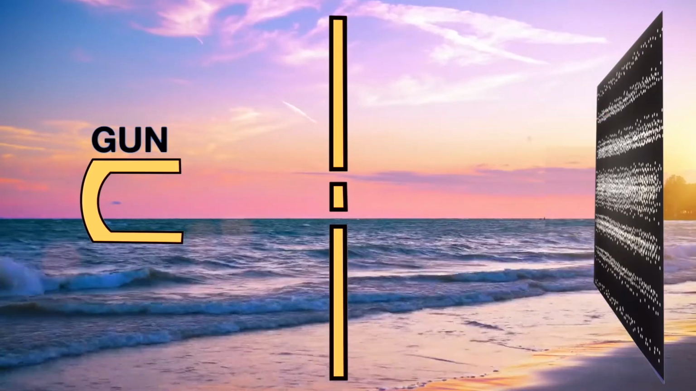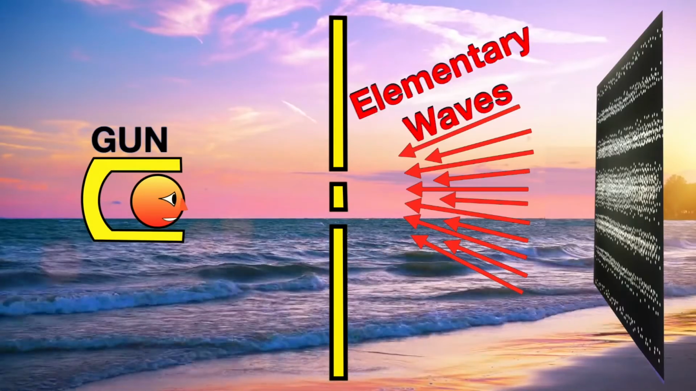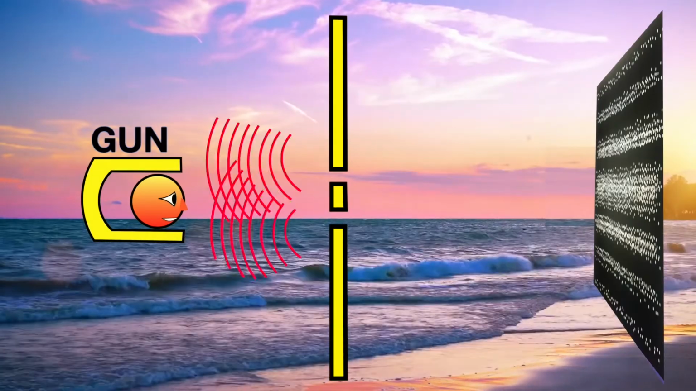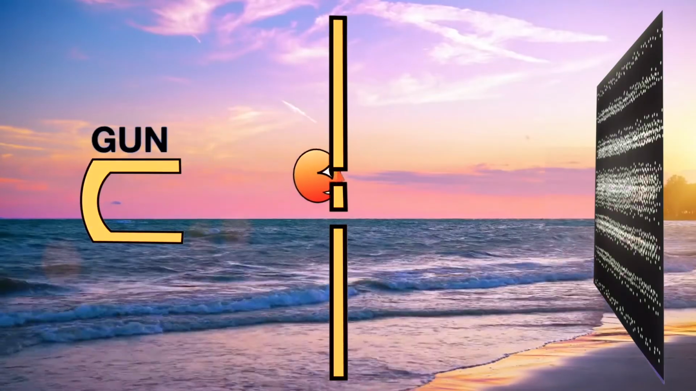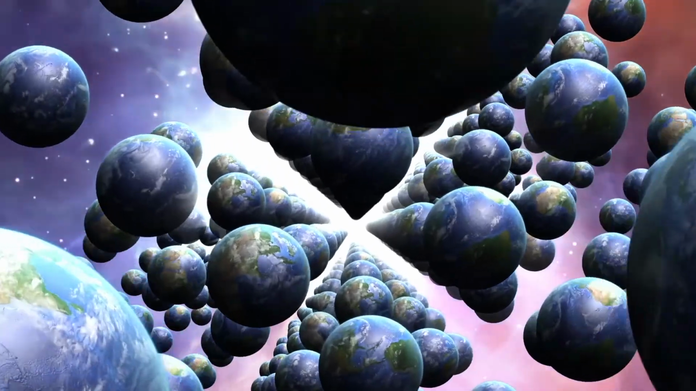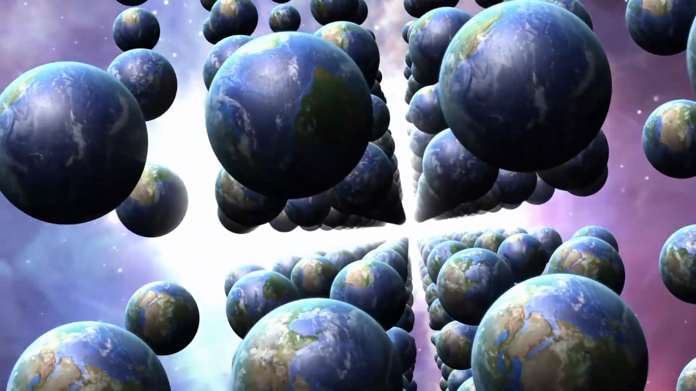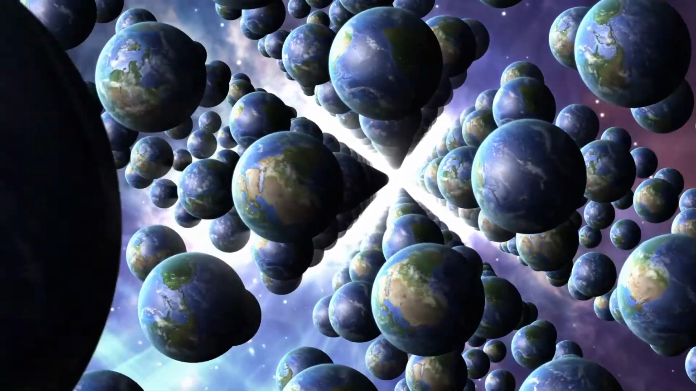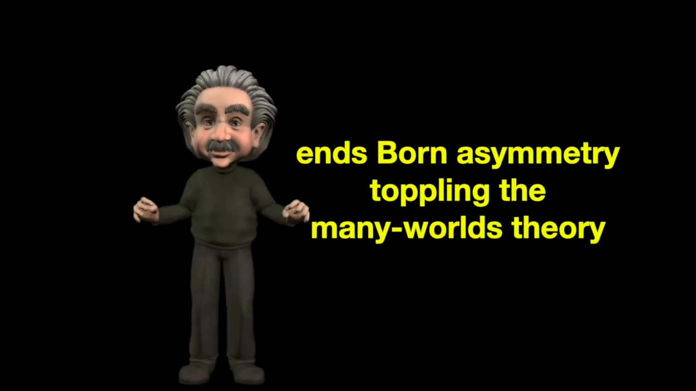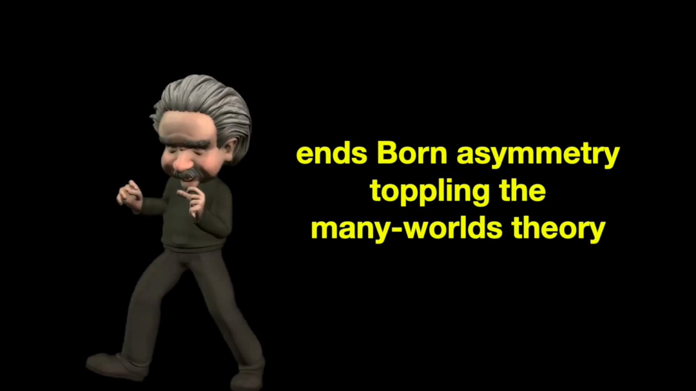So, you have a choice. Would you rather accept the weirdness of TEW saying that quantum particles follow zero energy elementary waves backwards? Or would you rather live with the idea that there's an infinite number of you living in almost identical universes? This video is based on a scholarly article published in a peer-reviewed physics journal. See notes below. This ends the Born asymmetry toppling the many worlds theory.